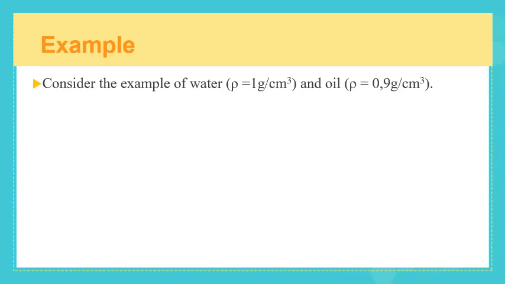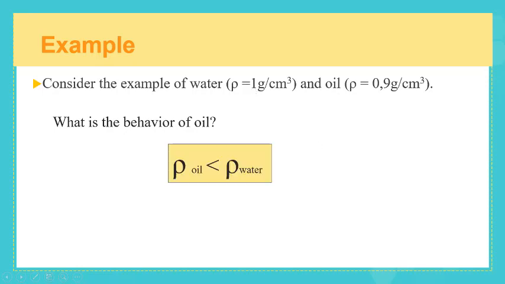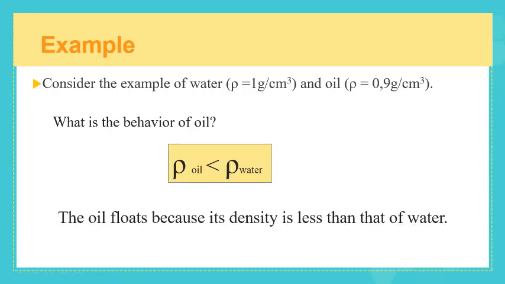So the density of wood is less than the density of water, then the wood will float. In this way, consider the example of water where its density is 1 gram per centimeter cube and the density of oil is equal to 0.9 gram per centimeter cube. What is the behavior of oil? Do you think that the oil will float or sink in water? Look at the density of oil. Its density is 0.9 gram per centimeter cube and the density of water is 1. So the density of oil is less than the density of water. Then the oil will float on the surface of the water.